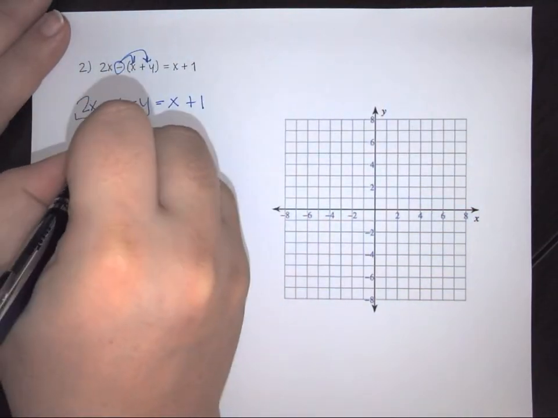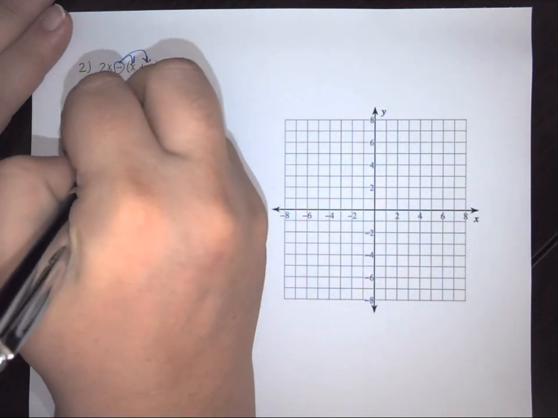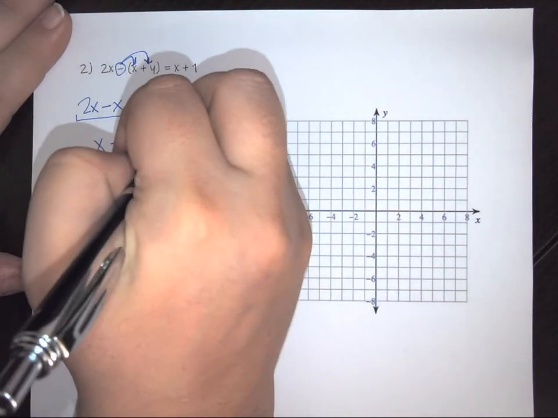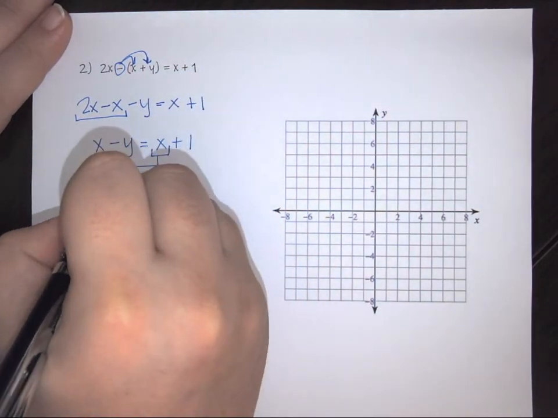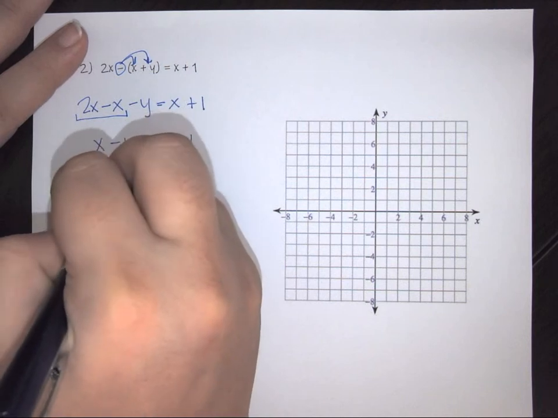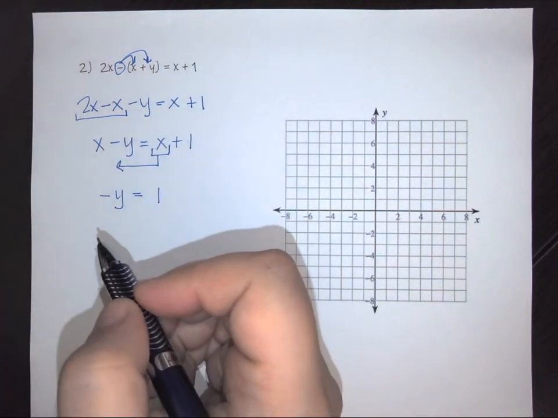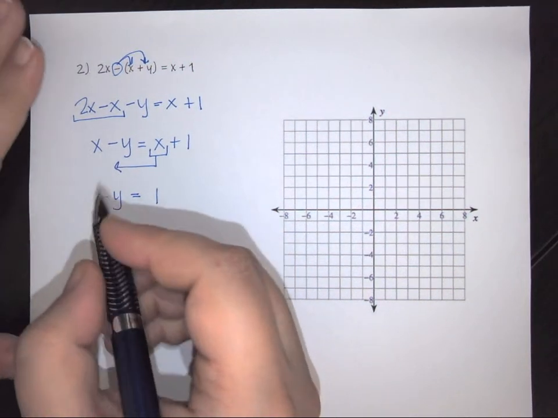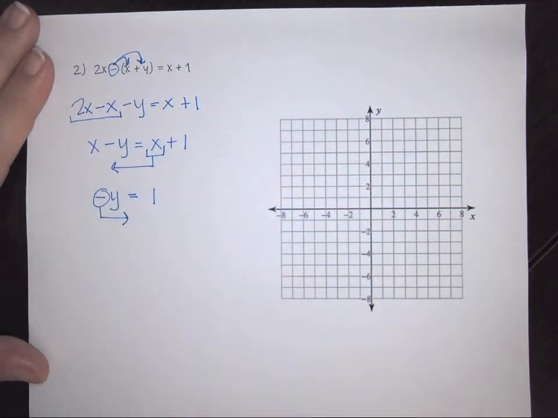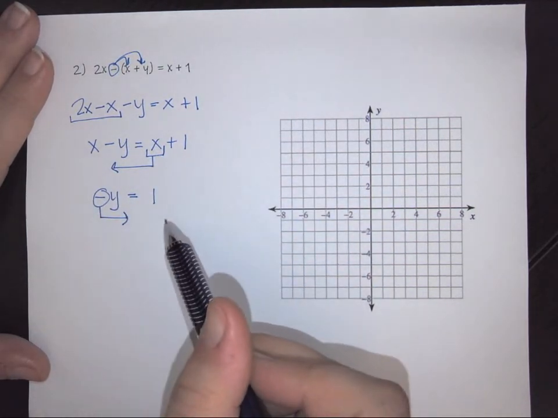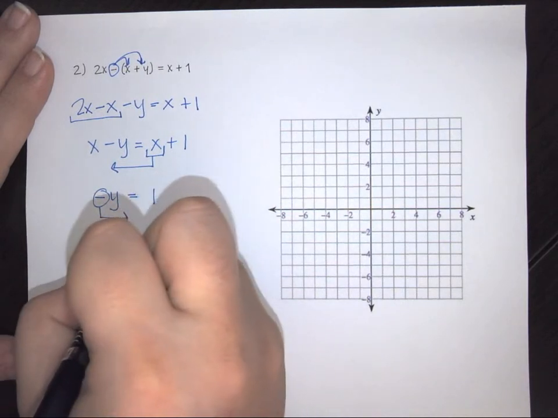I'm going to combine my terms first. So this becomes x minus y equals x plus 1. I'm going to take this x and I'm going to move it. So I get negative y is equal to 1. I cannot have a negative here. So I have to take this negative and I have to move it, which means I need to divide everything by negative 1. So I end up with y equals negative 1.